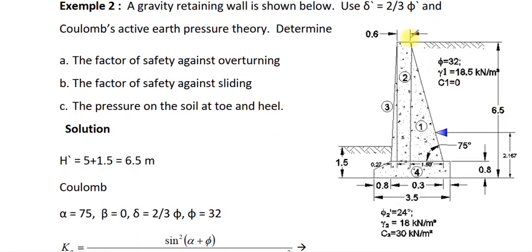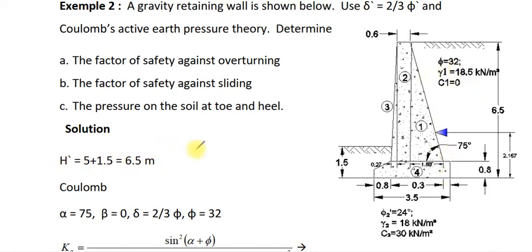Here is a gravity retaining wall. The type of the retaining wall is gravity and depends on the block of the concrete and the weight of the concrete. In this example, the active earth pressure will be computed based on the theory of Coulomb. The active earth pressure coefficient will be computed based on the equations proposed by Coulomb.